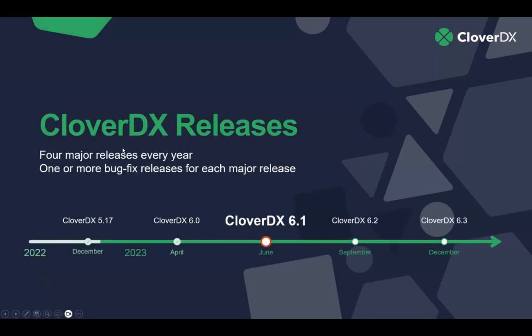So let's go through that. As usual, we are keeping the same release cadence. We are doing 4 major releases every year. The last one that we released at the end of June is CloverDX 6.1, and the next one will be 6.2 towards the end of September.